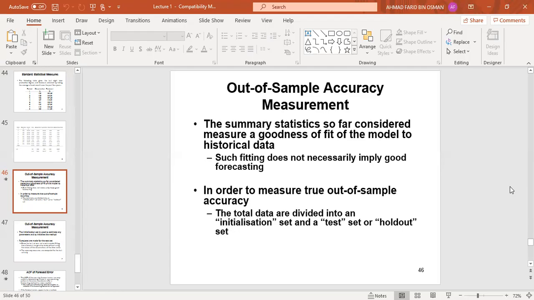So in order to know whether the model that we use is really able to produce good forecasts out of sample, we split the data into two, and use the first set of data to estimate the parameters. After we estimate and produce forecasts, we compare the forecast values to the second set of data that we kept, in order to evaluate forecast accuracy out of sample.